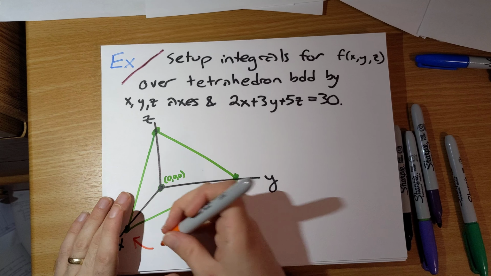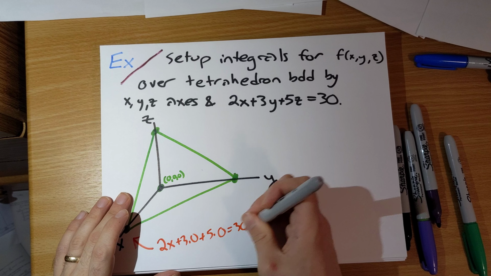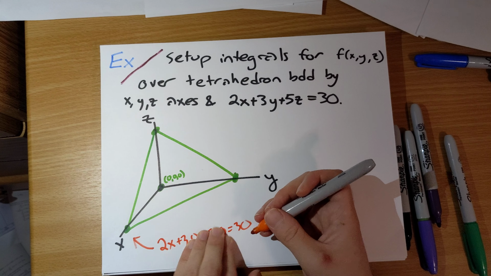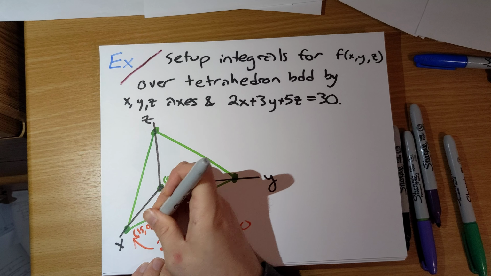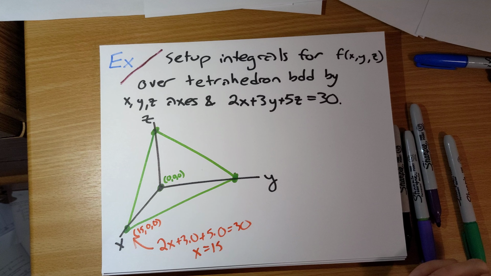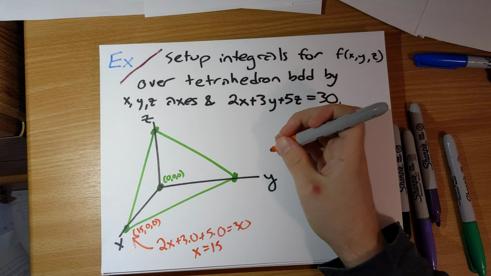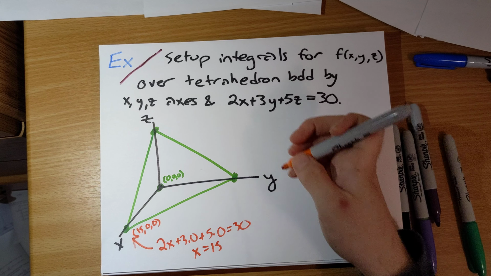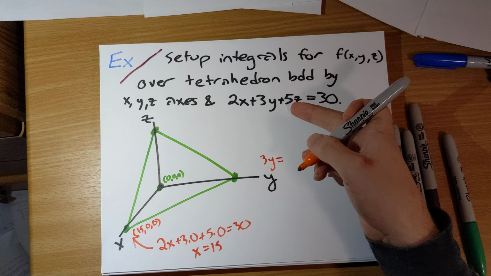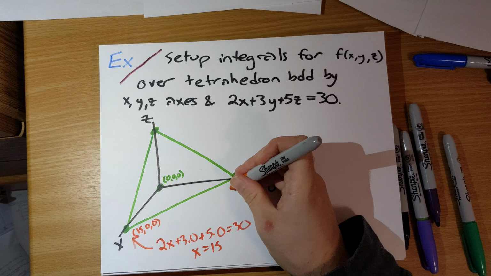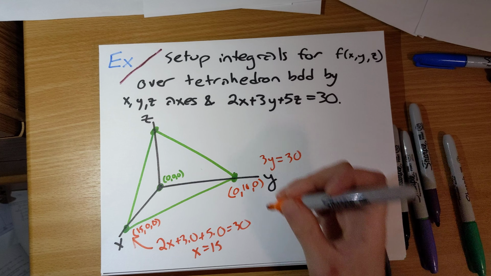For example, to find where we intersect the x-axis, the x-axis is when y and z are both 0. So this is 2x plus 3 times 0 plus 5 times 0 is equal to 30. So that's 2x is equal to 30, x is equal to 15. So this is the point 15, 0, 0. For the y-axis intercept, this is when x and z are both 0. So 2 times 0 plus 3 times y plus 5 times 0 is equal to 30. So this is the point where x and z are both 0, and y we can tell is 10.